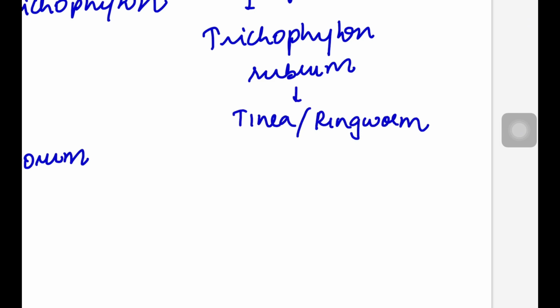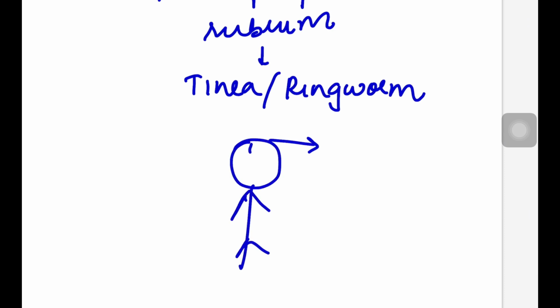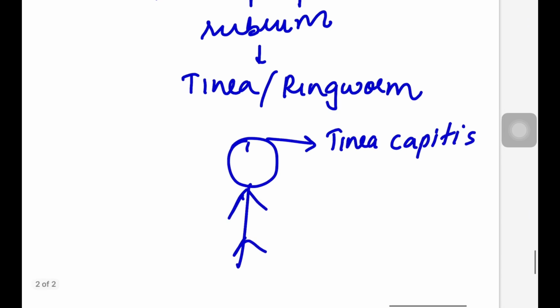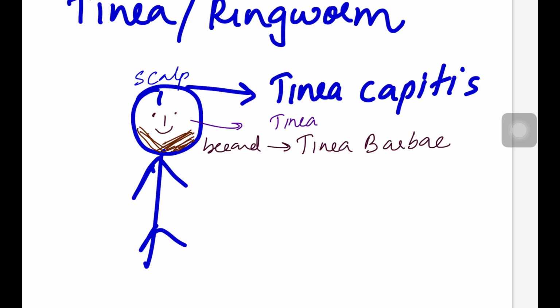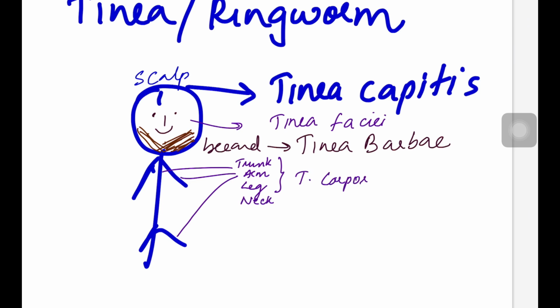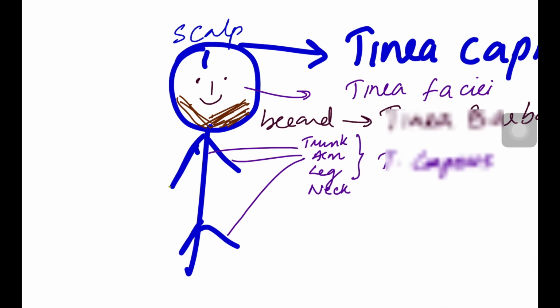They have distinctive clinical features depending upon the site of infection. If it involves the scalp, it is called tinea capitis. If it involves the beard area, it is called tinea barbae, usually seen in adult men. If it involves the trunk, legs, arms, or neck, it's called tinea corporis. If it involves the face, it is called tinea facialis. And it is a common superficial fungal infection seen in all ages, particularly in children.